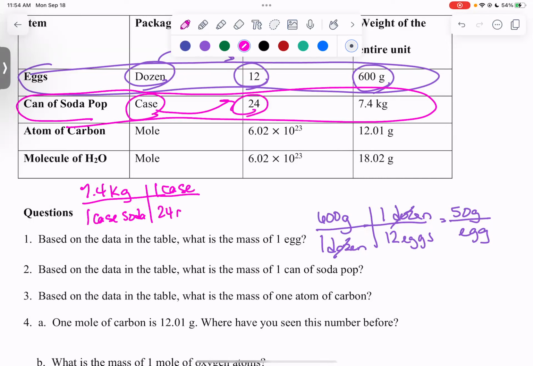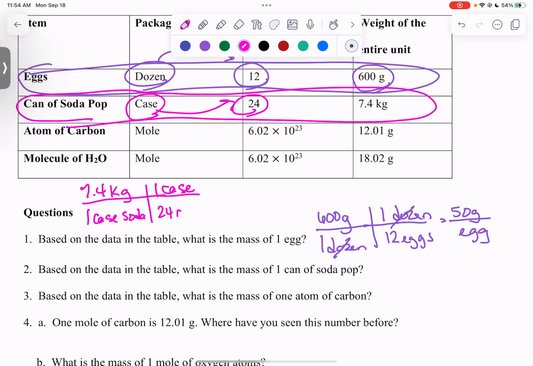Now I want to get rid of 1 mole. And so what does a mole tell me? A mole tells me I have 6.02 times 10 to the 23rd atoms of carbon in 1 mole of carbon. And so if I do the math on that, I get 2 times 10 to the minus 25th grams per atom of carbon. So let's just think about how small that number is.